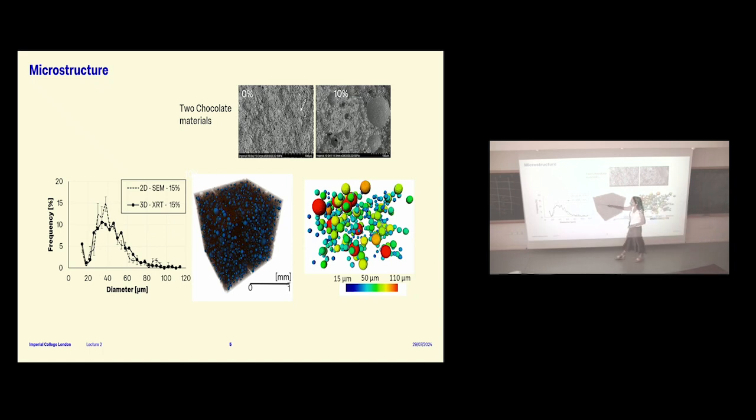This is the pore size distribution. And you can see the average is around 20-40 micrometers. So as I said before, you cannot see that with the naked eye. From SEM and XRT, we also did X-ray tomography. You can see the blue bubbles, and these are the bubbles colored by different color depending on the size.